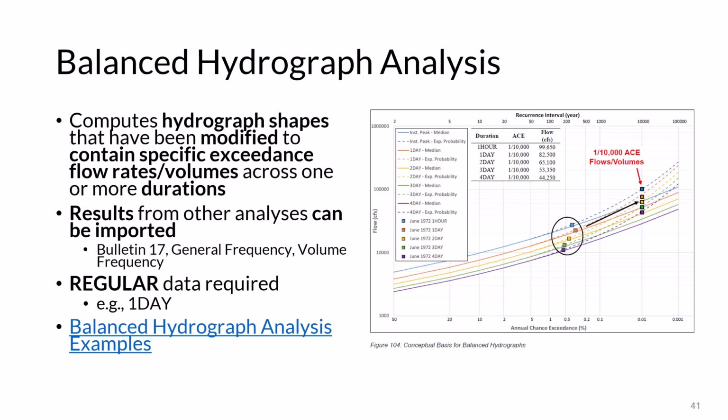The next analysis type is the balanced hydrograph analysis. Balanced hydrographs are hydrograph shapes that are based on observed or synthetic flood hydrographs and have been modified to contain specific exceedance flow rate or volumes across one or more durations, as shown in the frequency curve on the right of this screen. This can lead to unrealistic hydrograph shapes, such as a stair-step hydrograph, so you want to be careful when performing this analysis.